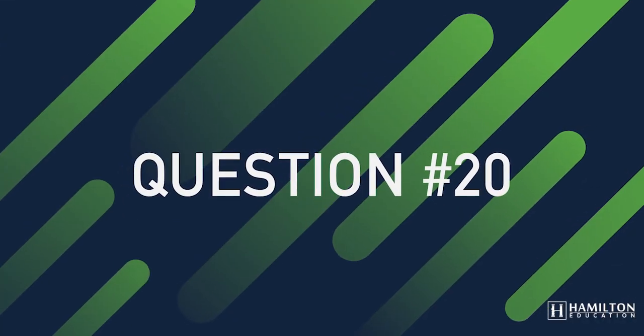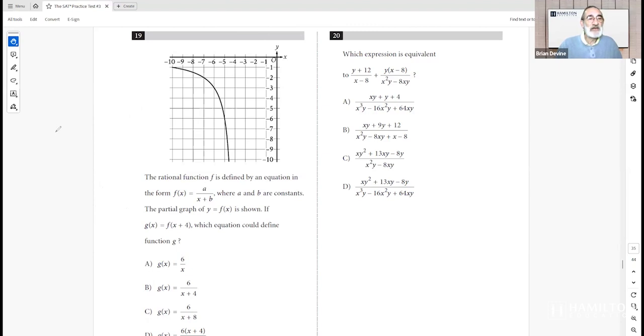Number 20. Number 20 just looks ugly, but stay with me here. I want to point out a couple of things right away. The question says, which expression is equivalent to this thing? And I know right away that I can add those together if I have a common denominator. And I note right away that if I look at this denominator right here, I can rewrite that thing as xy times x minus 8.